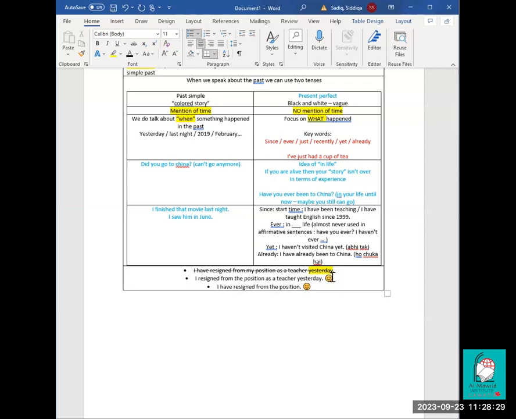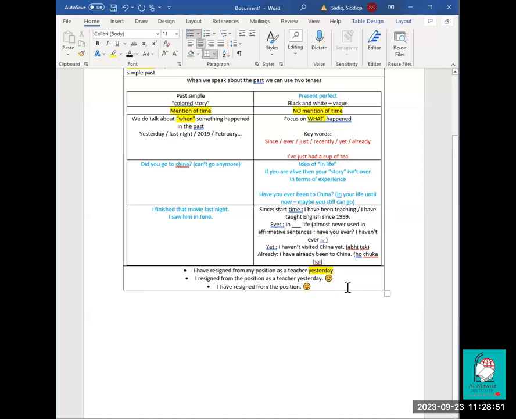Okay, and this is correct. These both are correct, because the first one, you want to be very specific that you did not resign from your position 10 days ago, you resigned yesterday. And the second one, the focus is I resigned. So I have resigned from the position. Now which one is better between the two?